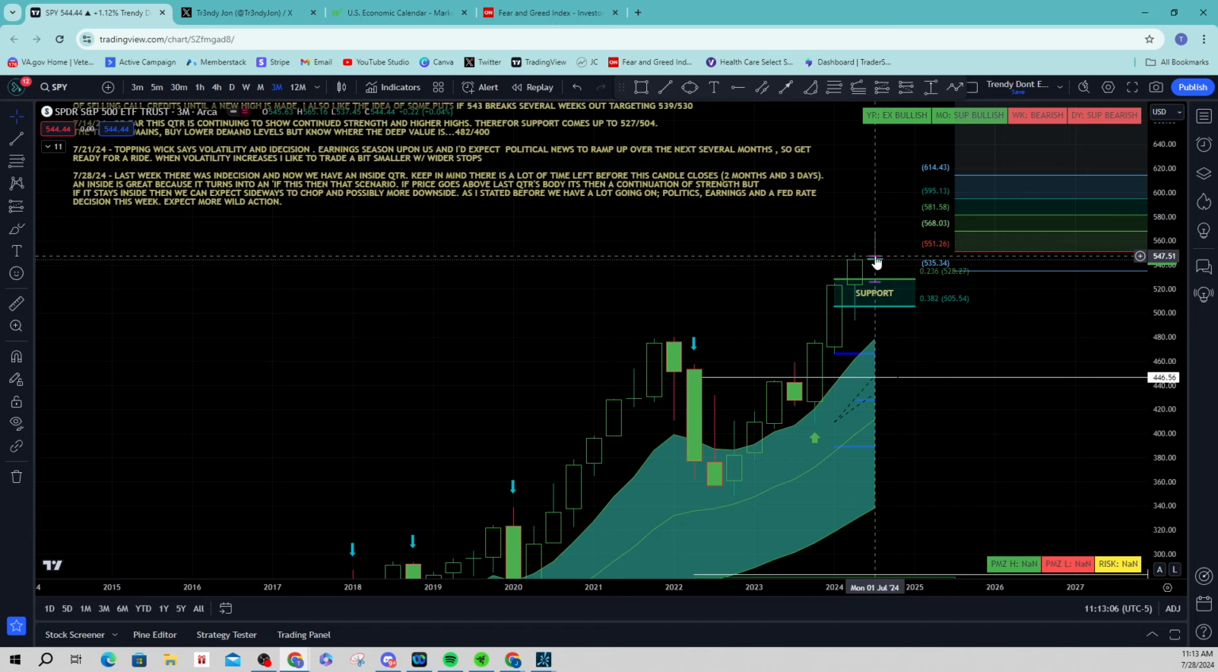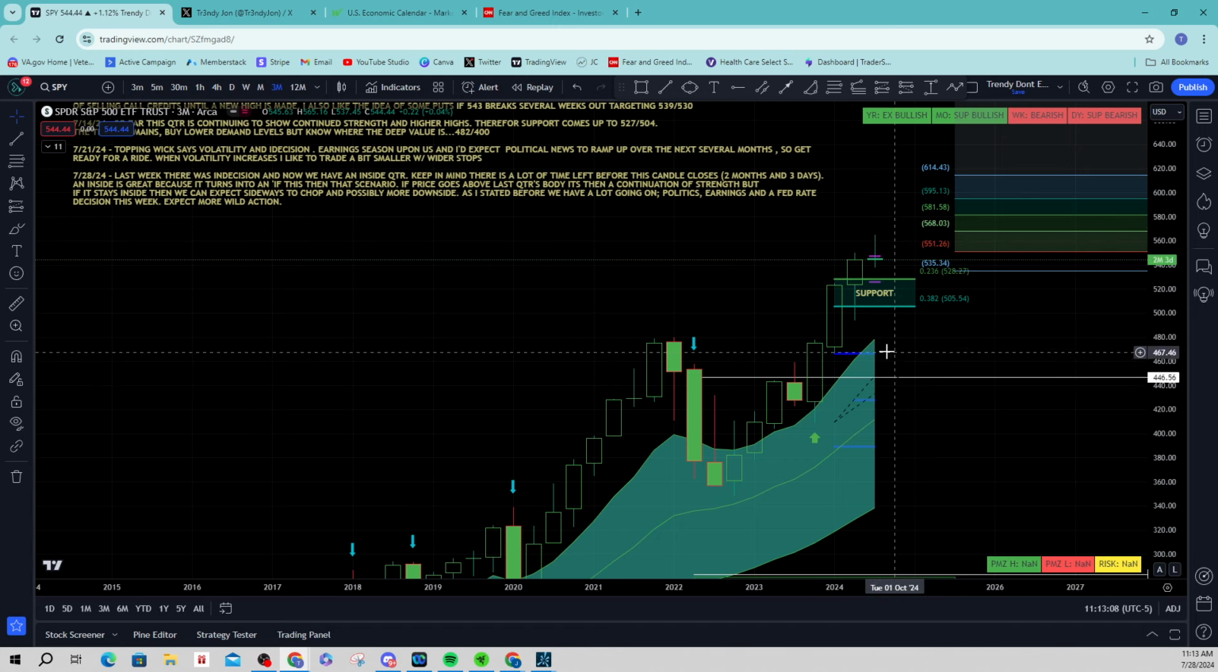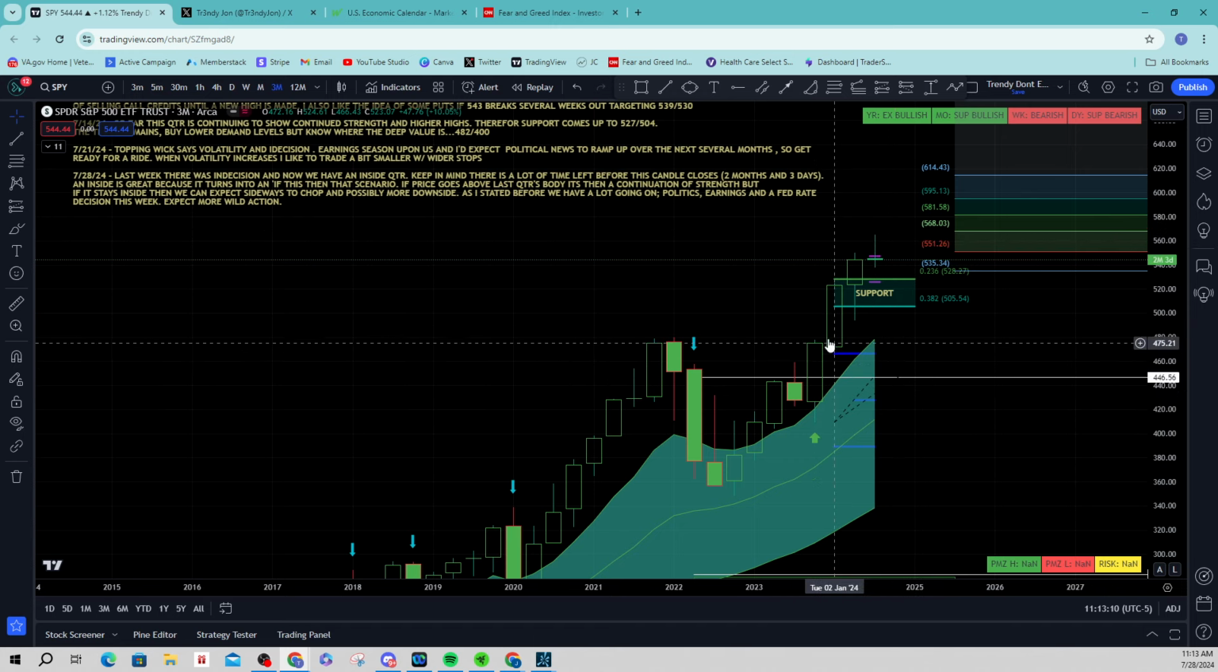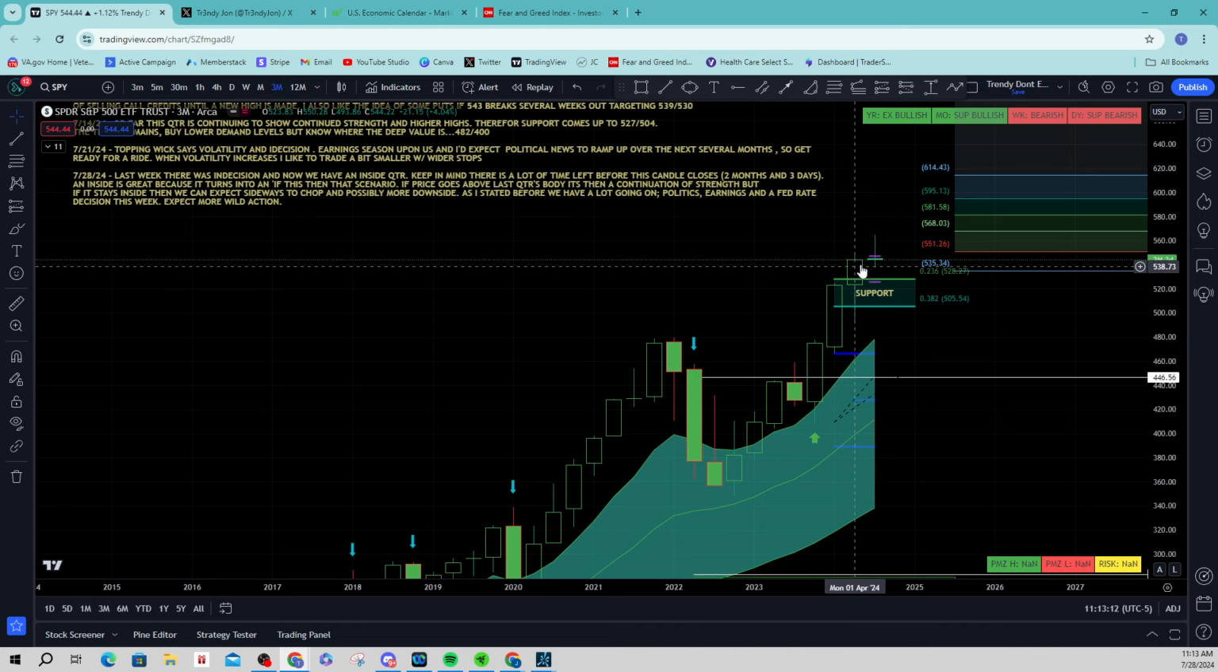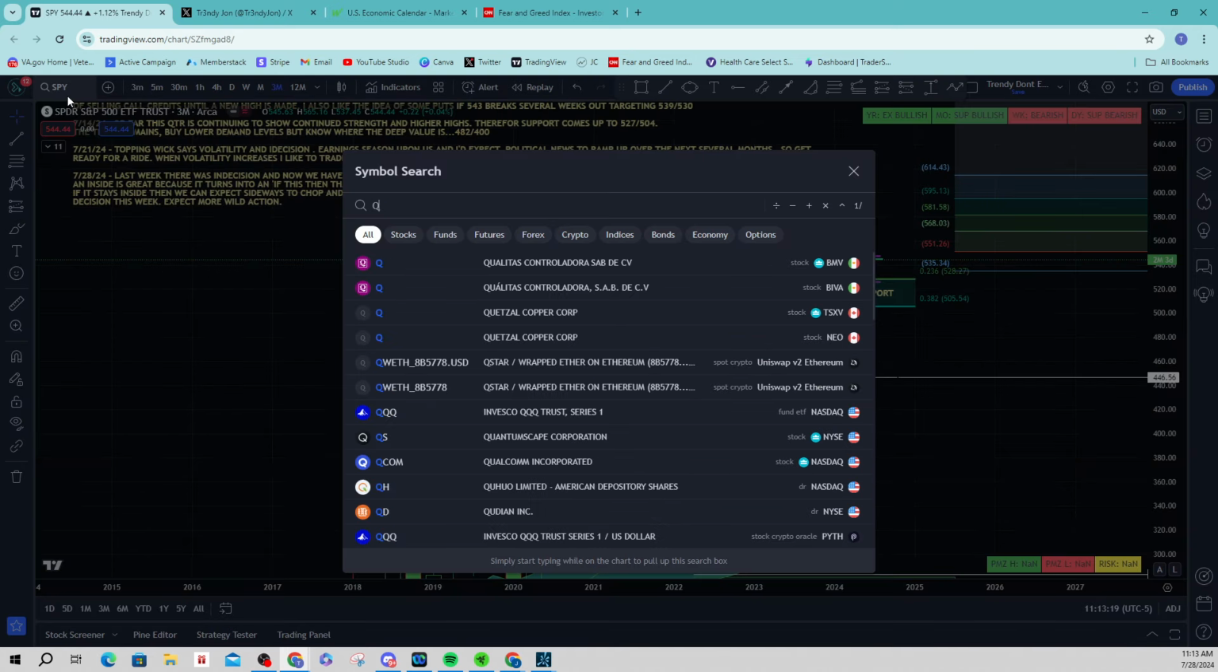Notice over here that we started hitting our extension targets and we pulled back. That's okay. We were doing so well. 1, 2, 3 quarters up. Matter of fact, we started this quarter off very strong as well. But again, topping wick lets us know that things are slowing down a little bit. Let's go ahead and type in QQQ.